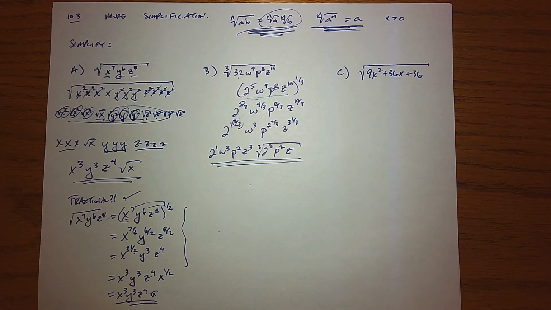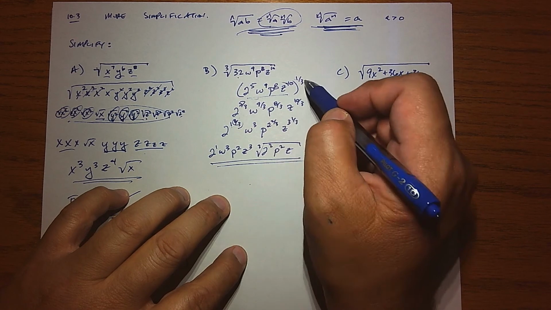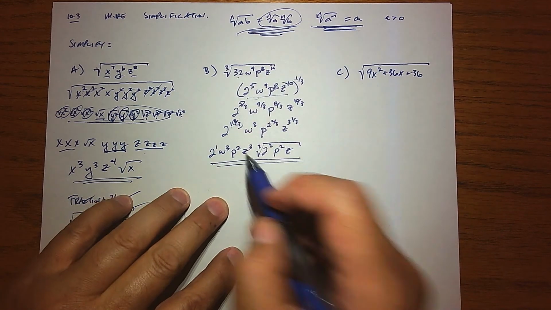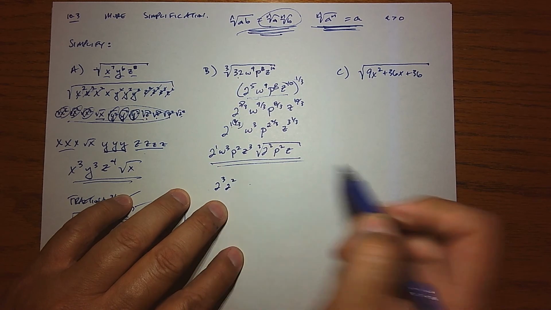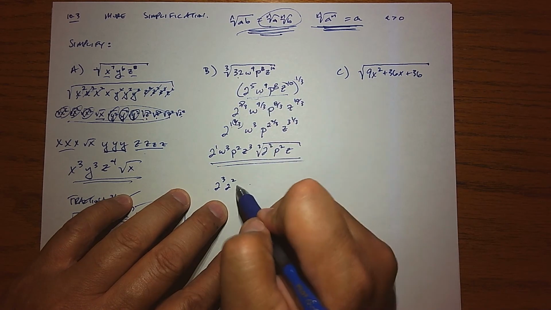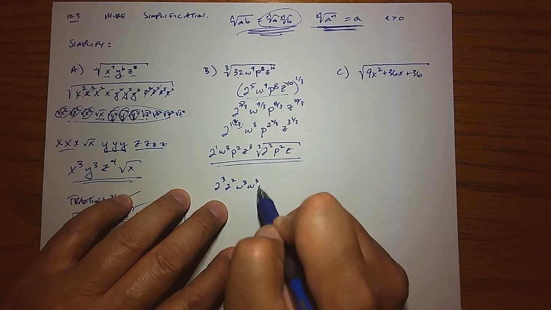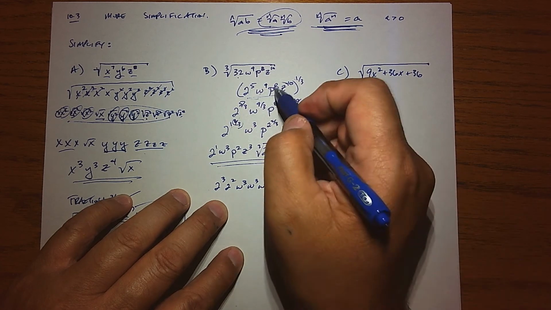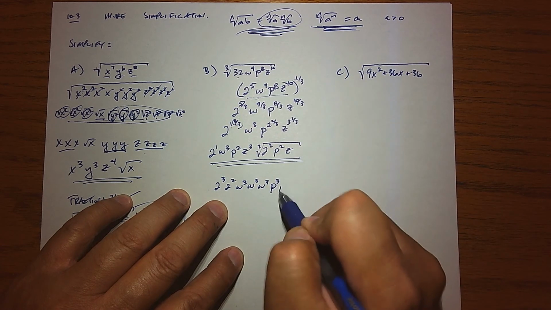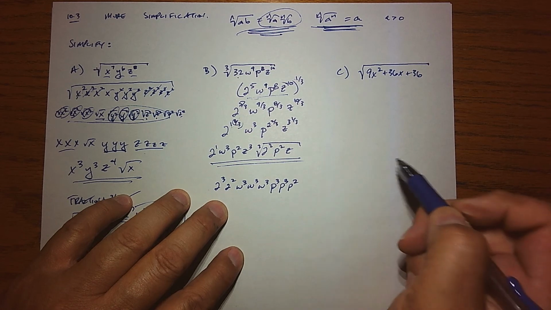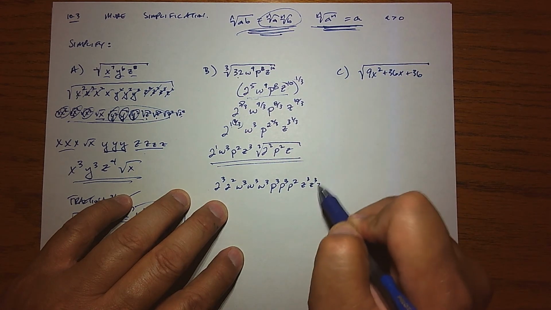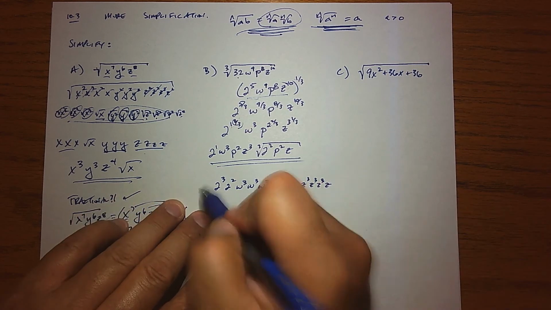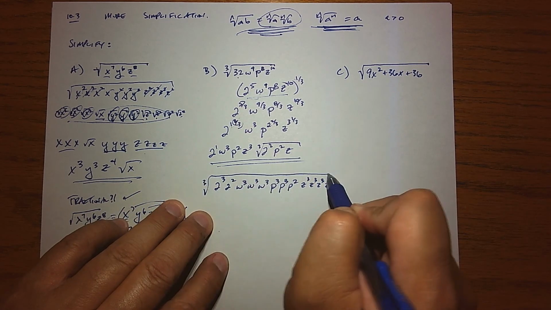Of course, the longhand version is to take all of this, right, and break it up into threes. So 2 to the 5th, that's 2 to the 3rd times 2 squared. w to the 9th, well, it's w to the 3rd, w to the 3rd, w to the 3rd. p to the 8th, well, that's p to the 3rd, p to the 3rd, and p squared. z to the 10th, that's z to the 3rd, z to the 3rd, z to the 3rd, and z. And we're taking the cube root of the entire thing.